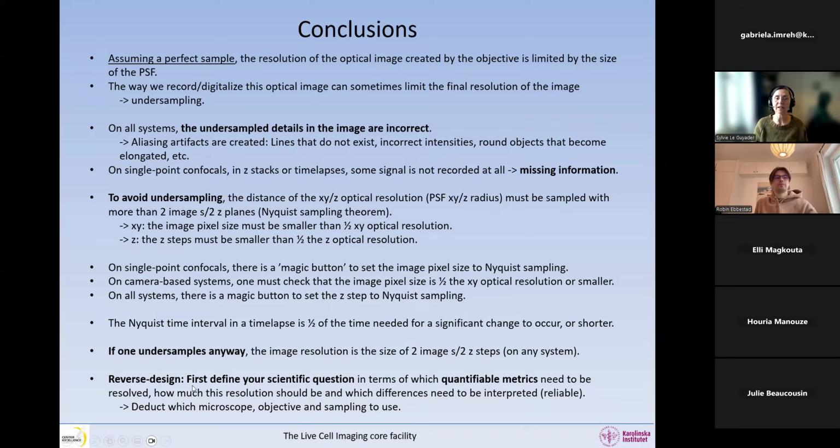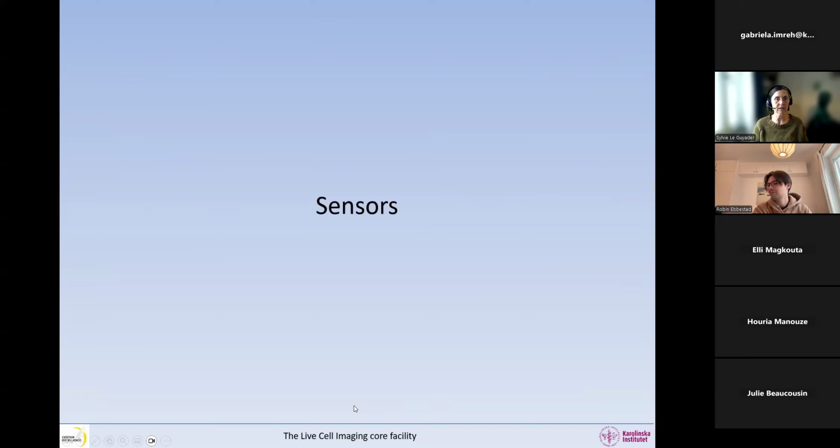So please reverse design your experiments. First, define your scientific question in terms of quantifiable metrics that need to be resolved. And then afterwards, you figure out what the resolution is that you need for your quantifiable metrics, and which differences you need to interpret between wild type and mutant, for example. And from this information, you decide which microscope you're going to use, which objective you're going to use, which sampling you're going to use, which pixel size you're going to use. Okay, so we reverse design our experiments.